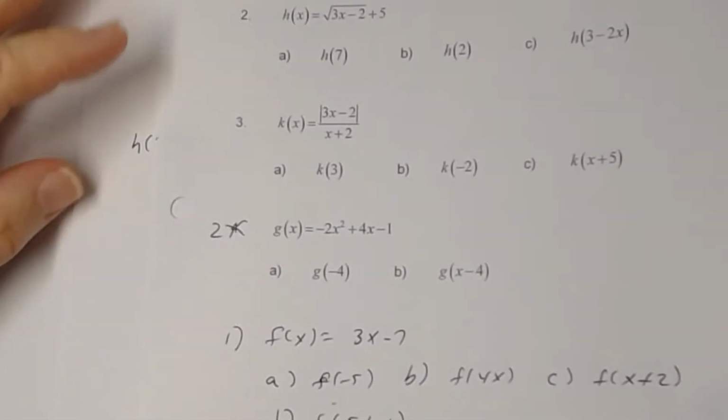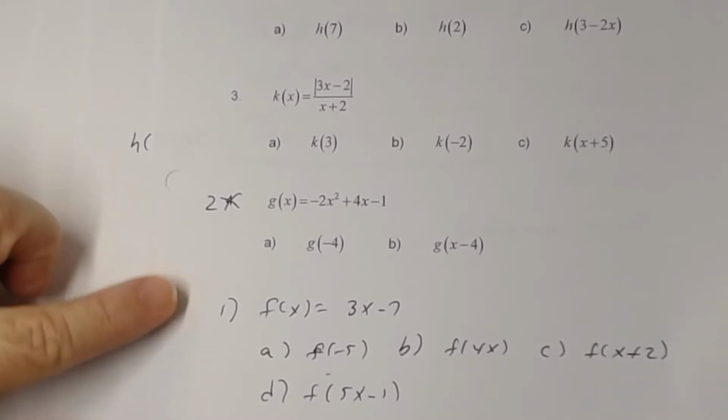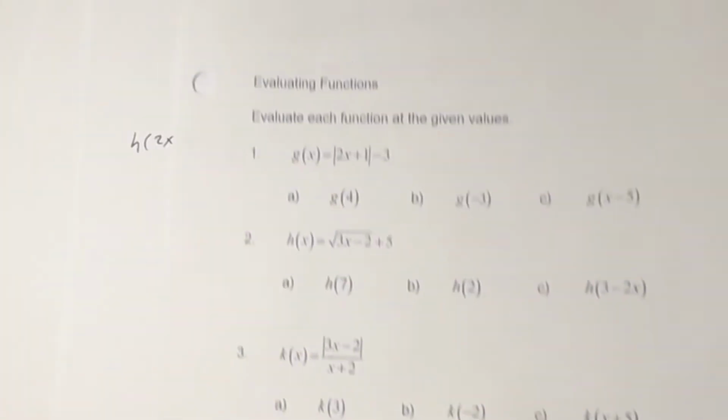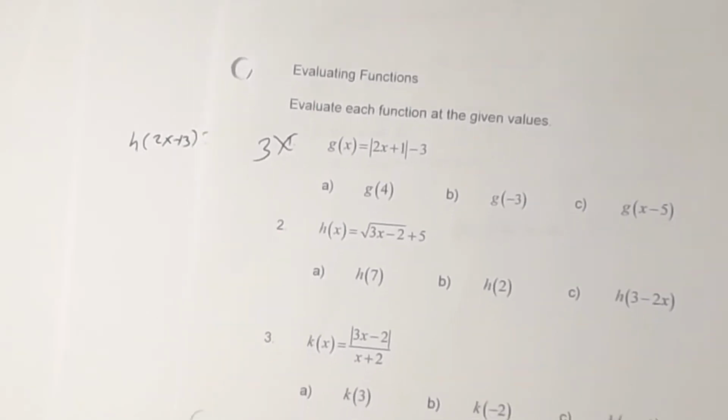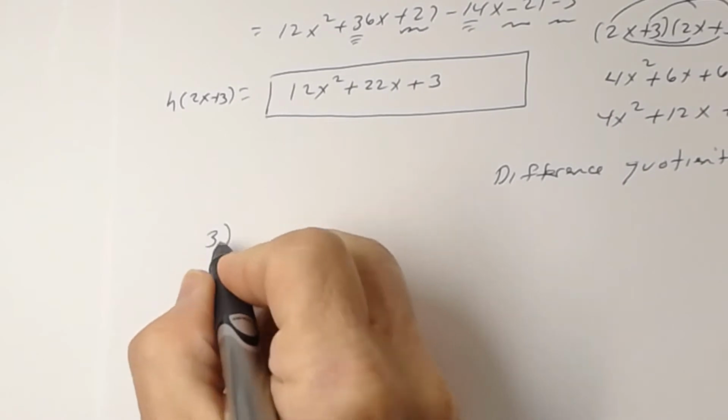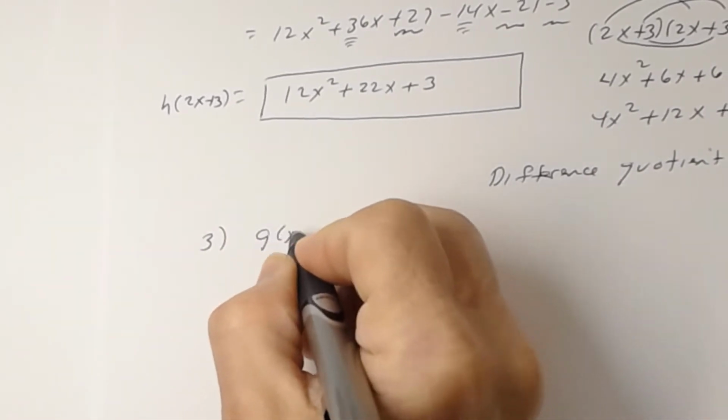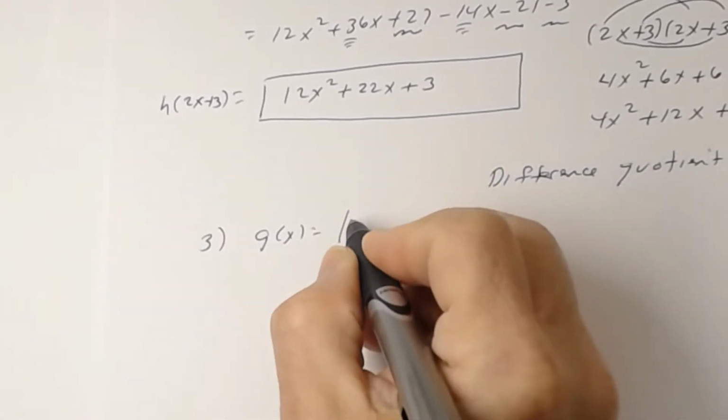On this handout that I gave you, we said this was number 1, this was number 2. Let's make this number 3 right here. So this is number 3. So number 3, you have this. You have g of x is this absolute value function.